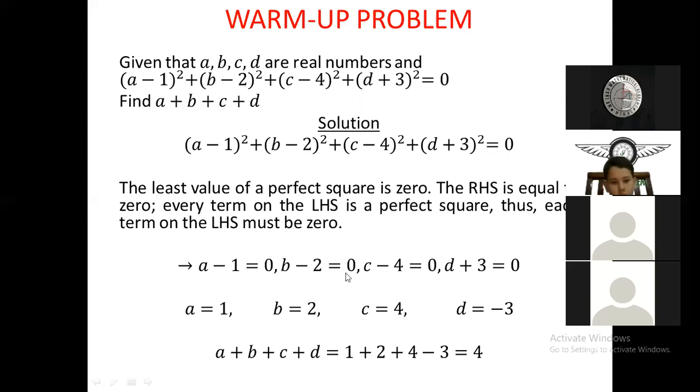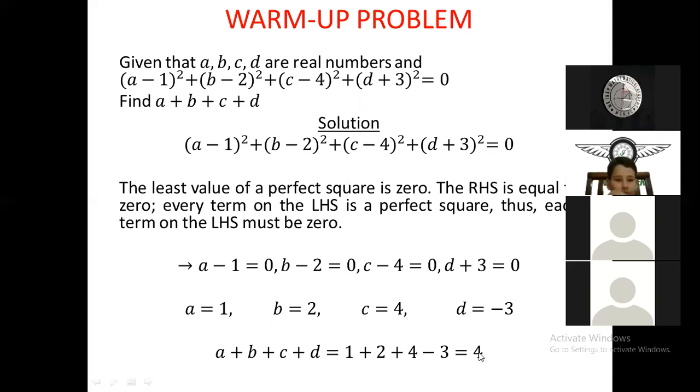So the question says find A plus B plus C plus D, and it's simple. So what's A plus B plus C plus D? It's 1 plus 2 plus 4 plus negative 3. All right, so that's 1 plus 2 plus 4 minus 3, which gives us 4.